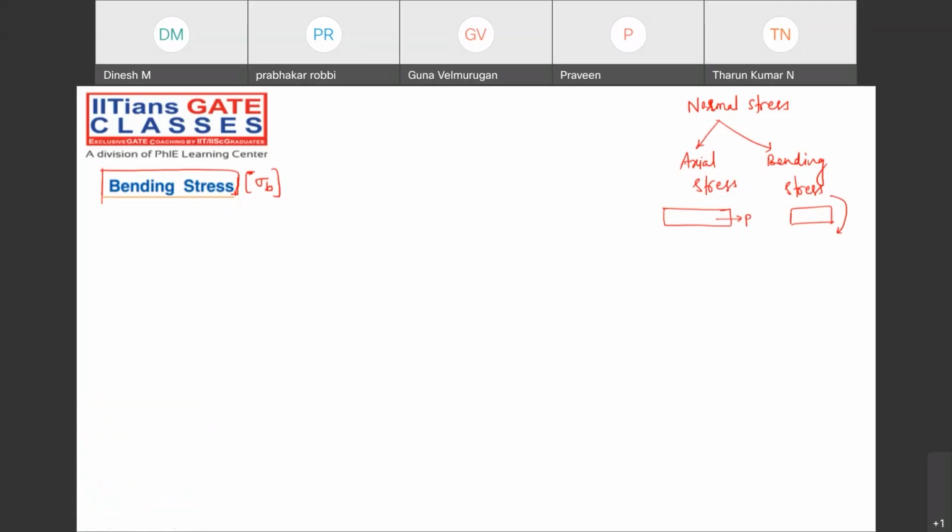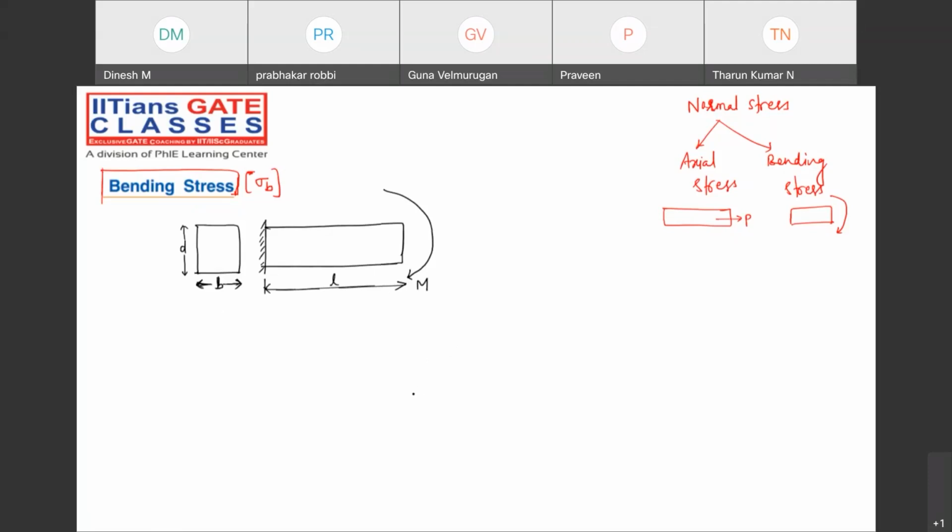Now coming to the point, let's suppose I'm taking a cantilever beam which has a cross section something like this, with width B and depth D. The cross section is rectangular, and it has a length L. Now suppose I'm applying a hogging bending moment like this at the extreme end.